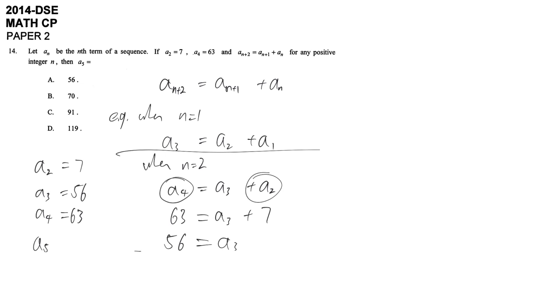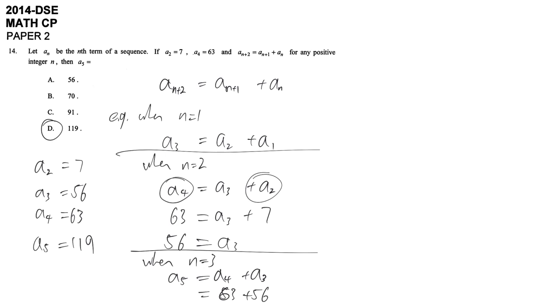And then finally, we just need to consider the next case. That means when n equals 3, we have a_5, our target, equal to a_4 plus a_3, the previous two terms together. So this is 63 plus 56, so we get 119. The answer is D.